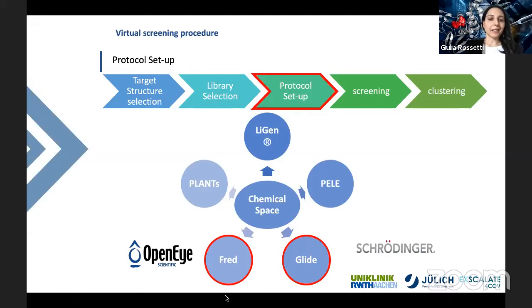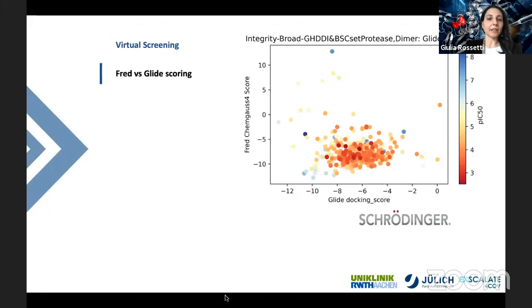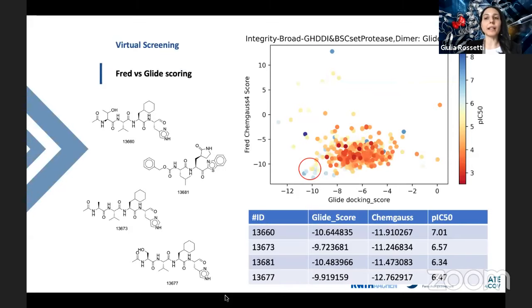So when you score the experimental library with these two software packages, and then look at how they correlate with the pIC50, you can see that there is actually no correlation. Yes, there is a group of molecules that are high affinity and that are nicely scored as good binders by FRED and by Glide. But you can also see that there is a huge amount of compounds that are not such good binders for our target, which are scored not so badly by both FRED and Glide. So there is not a real correlation between the scoring function of the docking and the experimental affinity.